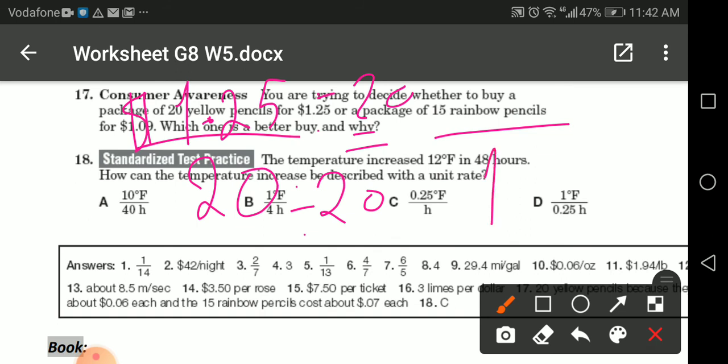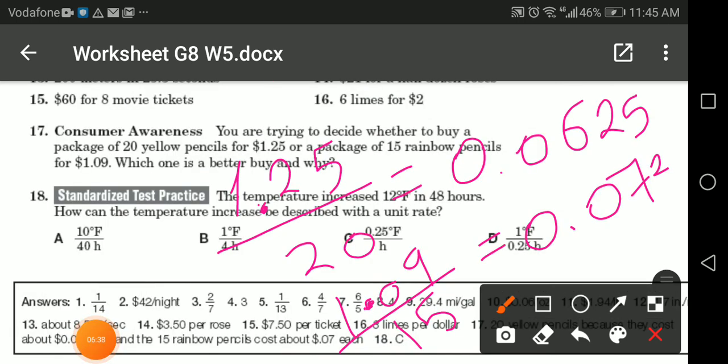20 divided by 20 is 1. 1.25 divided by 20, let's do it. After dividing and comparing the two numbers, I got 0.0625 for the first one, so by rounding it's 0.06, and for the other one it will be 0.072, which by rounding is 0.07. So which is better? Buying the first package costs me less than the second package. This one is better, right?